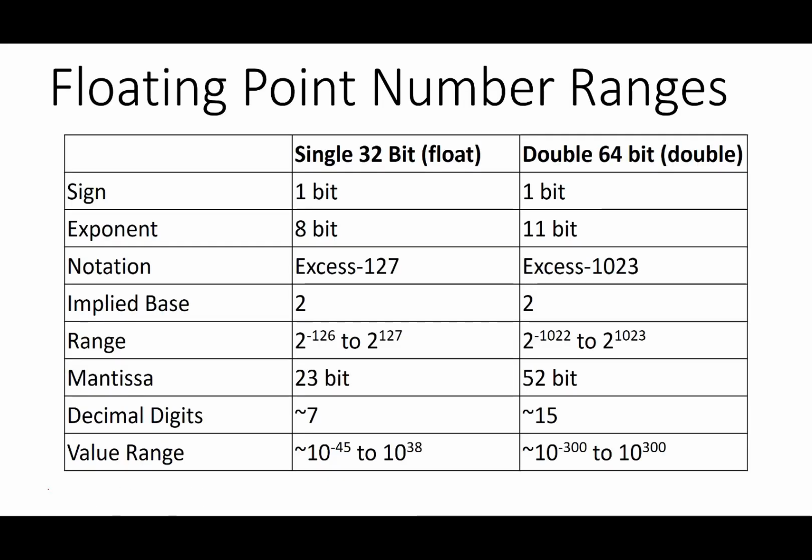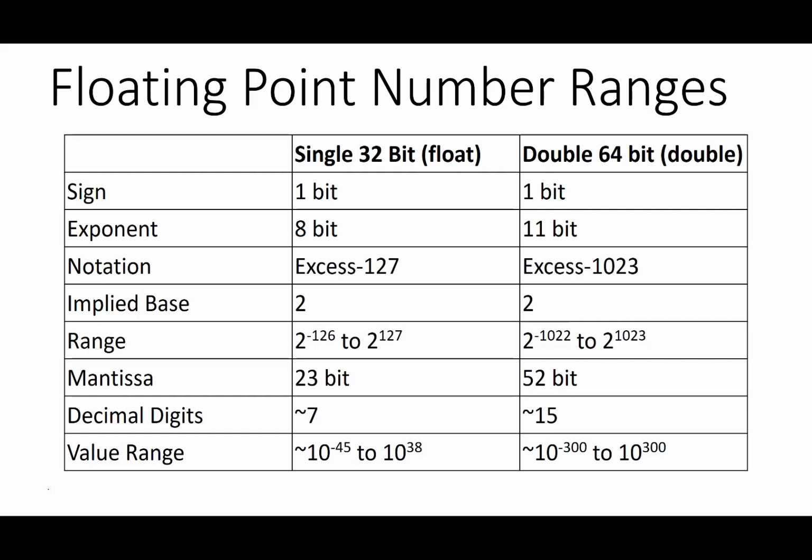So there's also a double or 64-bit floating point notation. The difference between that: first of all, the sign bit is still 1 bit for both. The exponent for the 64-bit is 11 bits, and the excess is then 1023 instead of 127. The implied base is 2. That means we're in binary. And the mantissa is 52 bits for the 64-bit, whereas the one we just did was 23 bits.